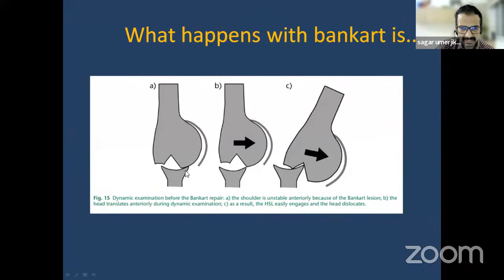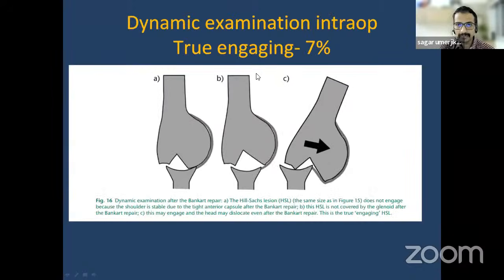So when we examine the patient, the anterior capsulolabral structures are damaged here. You can see this is the glenoid, this is the humeral head, and this defect you are seeing here, that is the Hill-Sachs lesion. So basically, with the loss of anterior coverage, loss of anterior support, where this is the Bankart lesion, we see that during extreme range of movements the Hill-Sachs is prone to get engaged with the glenoid anteriorly. That is when the dislocation becomes prominent and the reduction can be difficult. So it can be truly engaging.